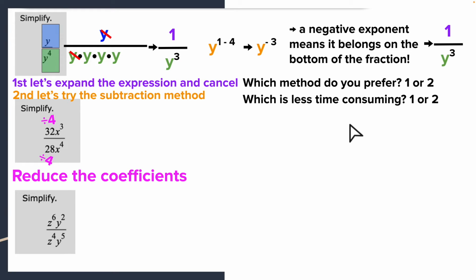Simplify negative 32 x to the third power over 28 x to the fourth power. Just letting you know that it belongs in the denominator. The first thing that I suggested to do on this one was to reduce the coefficients. Just be careful about that, because that one can be a little bit complicated.